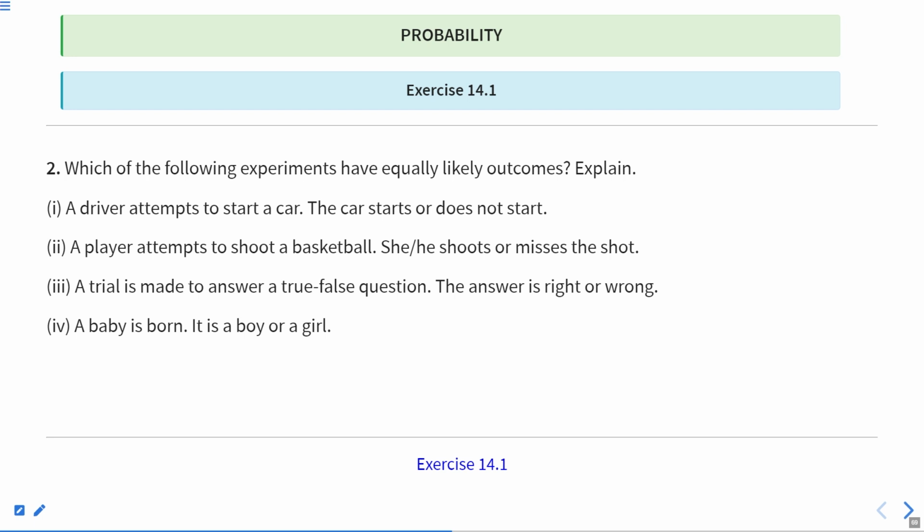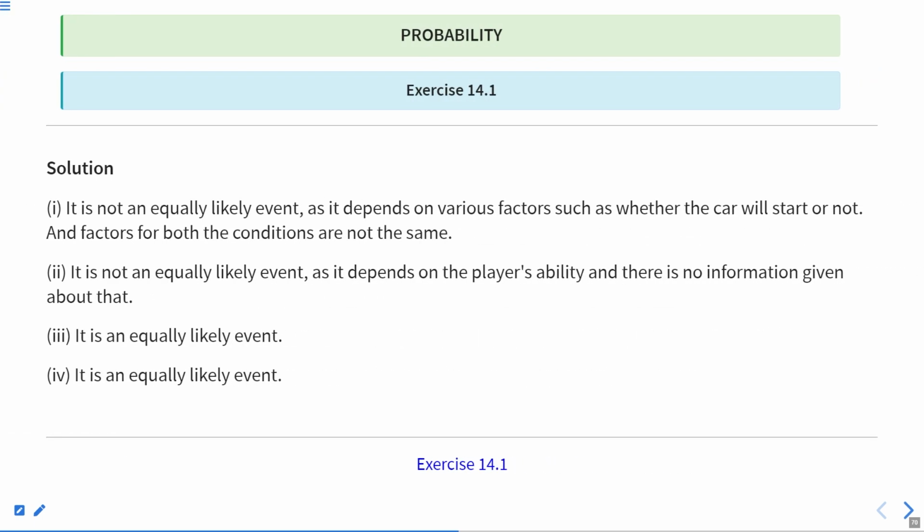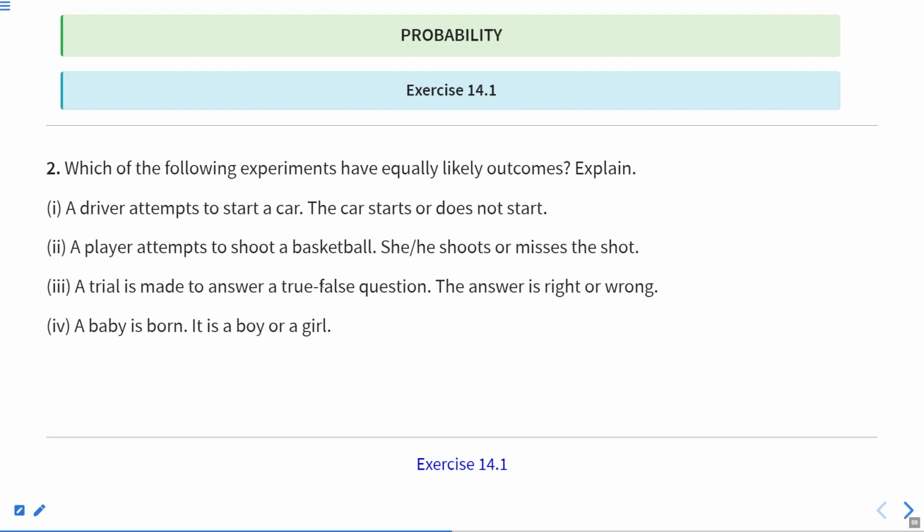Okay, so let us see. In the third one, it is an equally likely event. Why? Because every possible outcome has the same possibility. In this experiment, a trial is made to answer a true-false question. The answer is right or wrong. These experiments have equally likely outcomes. Okay, and then let us see the fourth one.